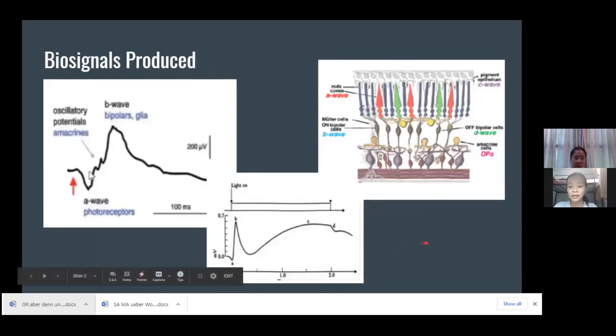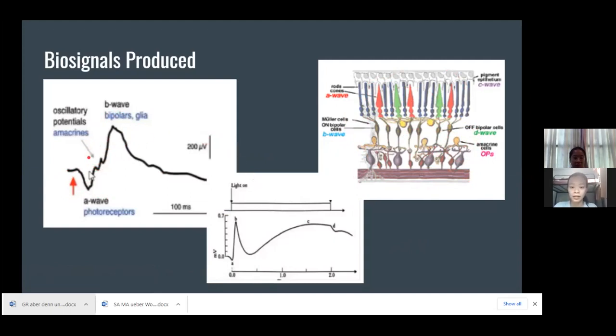So the biosignals in ERG are produced by different cells in the retina. Here is the picture of the cells in the retina. There are the pigment epithelium, rod and cone cells, Muller cells, bipolar cells, and amacrine cells. Each of these cells gives off different wave types. There are A wave, B wave, C wave, D wave, and also oscillatory potentials.